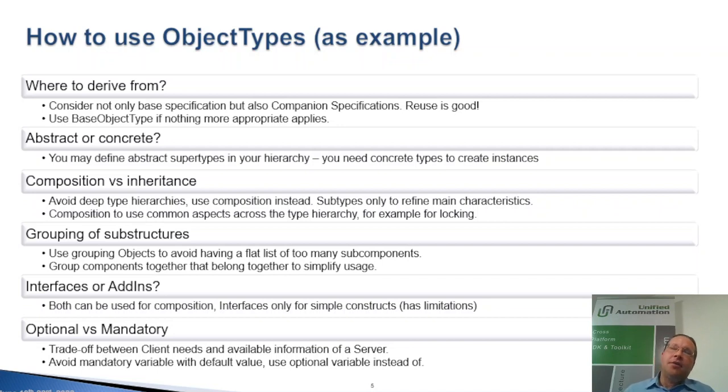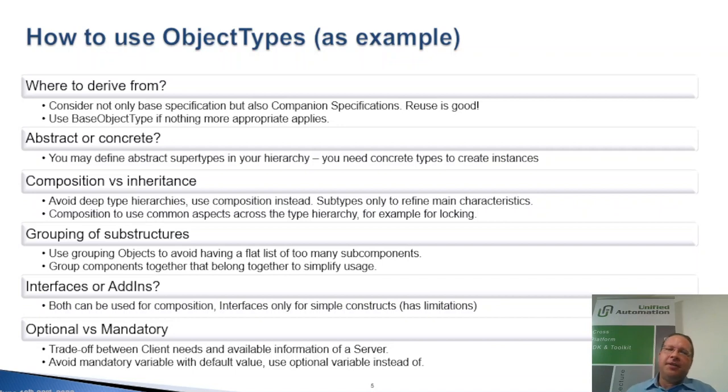We introduced in the 104 release of OPC UA the concept of interfaces and add-ins. Both are actually concepts used for composition. Interfaces are in a way a little bit simpler, but also have limitations. So if you just have a set of properties and methods or something like this, you can use an interface. As soon as the structure gets a little bit more complex, it makes more sense to use an add-in. The add-in automatically comes with a grouping object, the interface not.